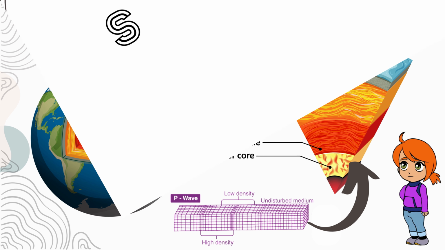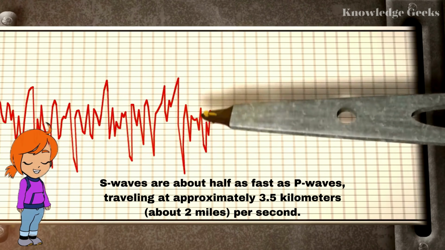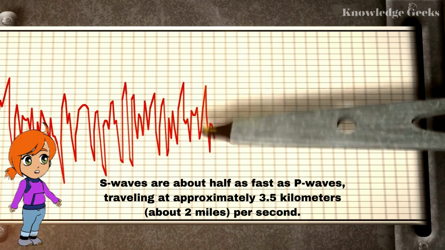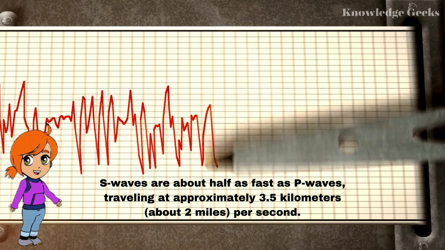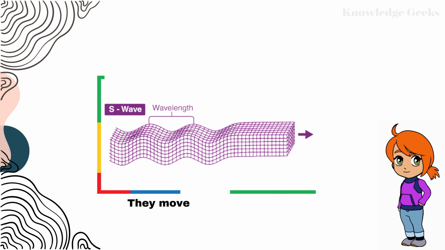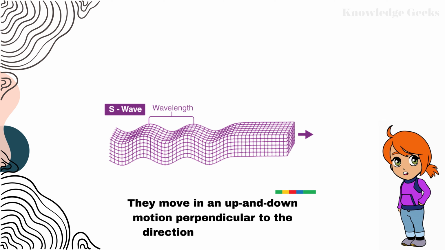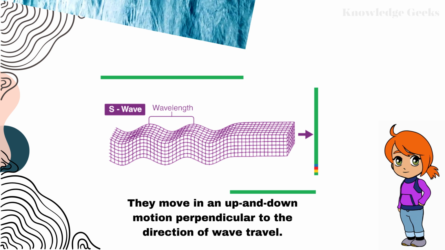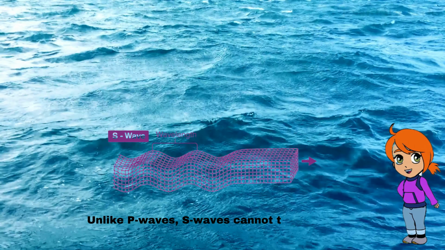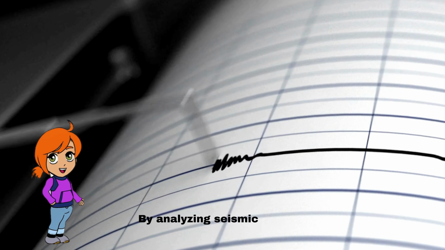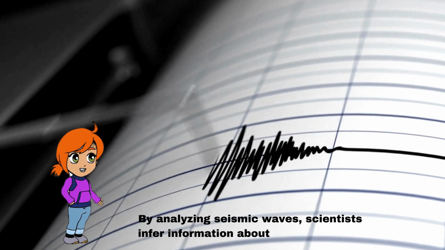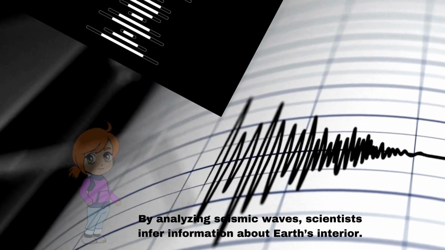shadow zone. S waves are about half as fast as P waves, traveling at approximately 3.5 kilometers, about 2 miles, per second. They move in an up and down motion perpendicular to the direction of wave travel. Unlike P waves, S waves cannot travel through liquids. By analyzing seismic waves, scientists infer information about Earth's interior.